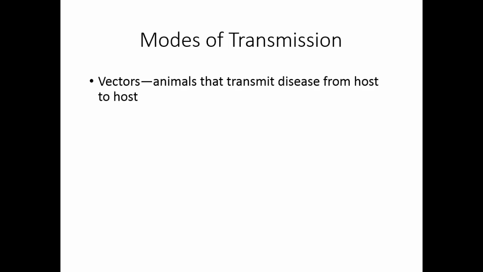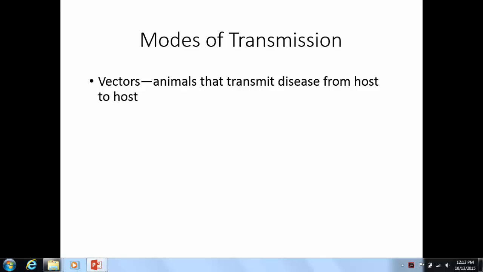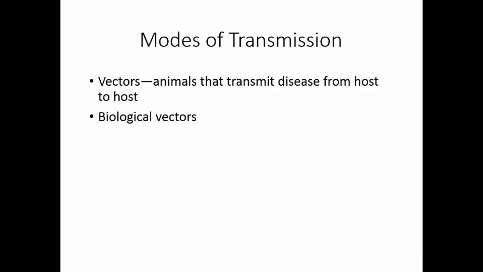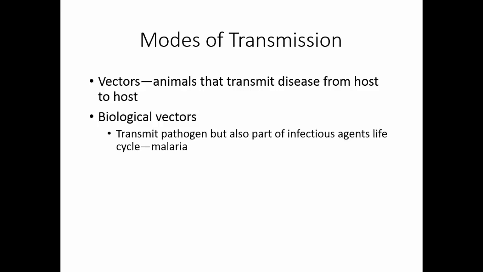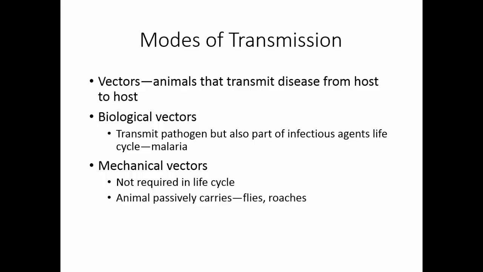And then finally, we have vectors as a form of transmission. Vectors are animals that transmit disease from host to host. Some vectors are biological vectors. They not only transmit the pathogen, but they're also part of the infectious agent's life cycle. For example, malaria is transmitted by the mosquito. However, the malaria organism completes part of its life cycle inside the mosquito. Mechanical vectors are not required in the life cycle of the organism. They simply pick it up and carry it around passively. Things with sticky feet like flies and roaches are excellent mechanical vectors.